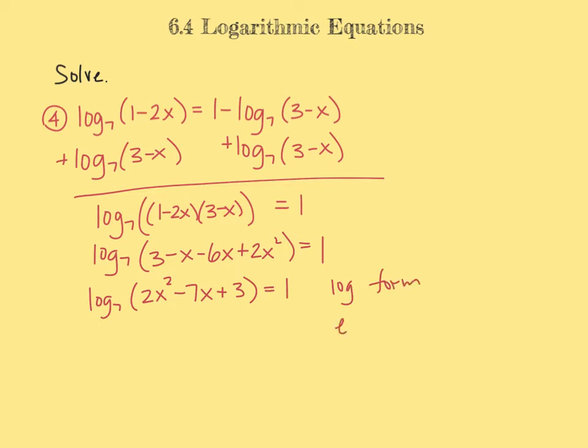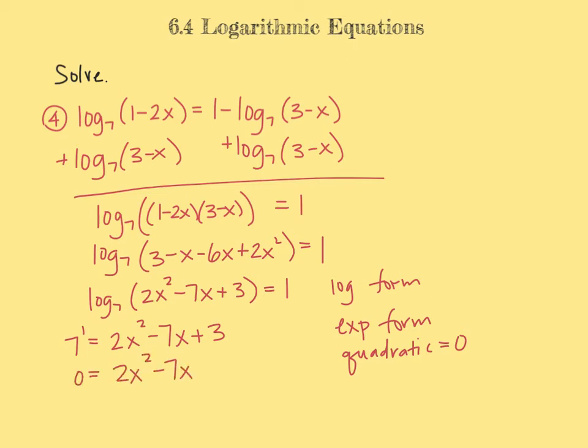So now that we're in log form, we want to go ahead and write it in exponential form. Once you have something in log form, you do want to write it in exponential form in order to solve for the x. So we have our base of 7, it's raised to the first power, and it equals what's on the inside, 2x squared minus 7x plus 3. Since we have a quadratic, we want to set our quadratic equal to 0 to solve. So I'm just going to subtract 7 from both sides to keep our quadratic term positive. So 2x squared minus 7x, and then 3 minus 7 is minus 4.